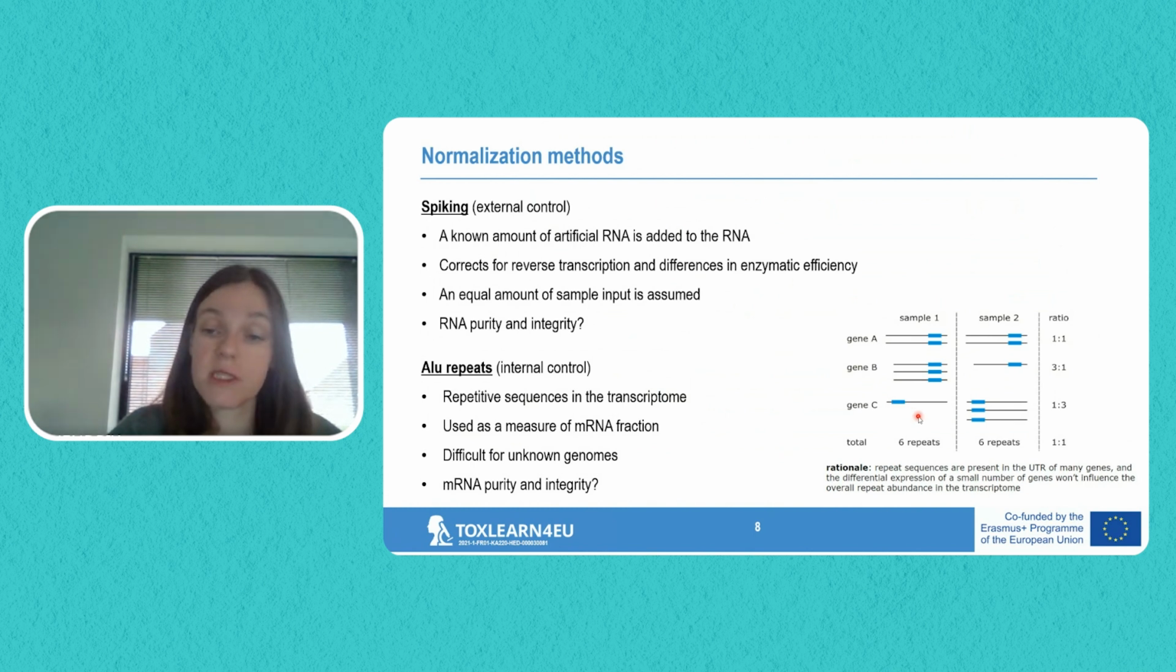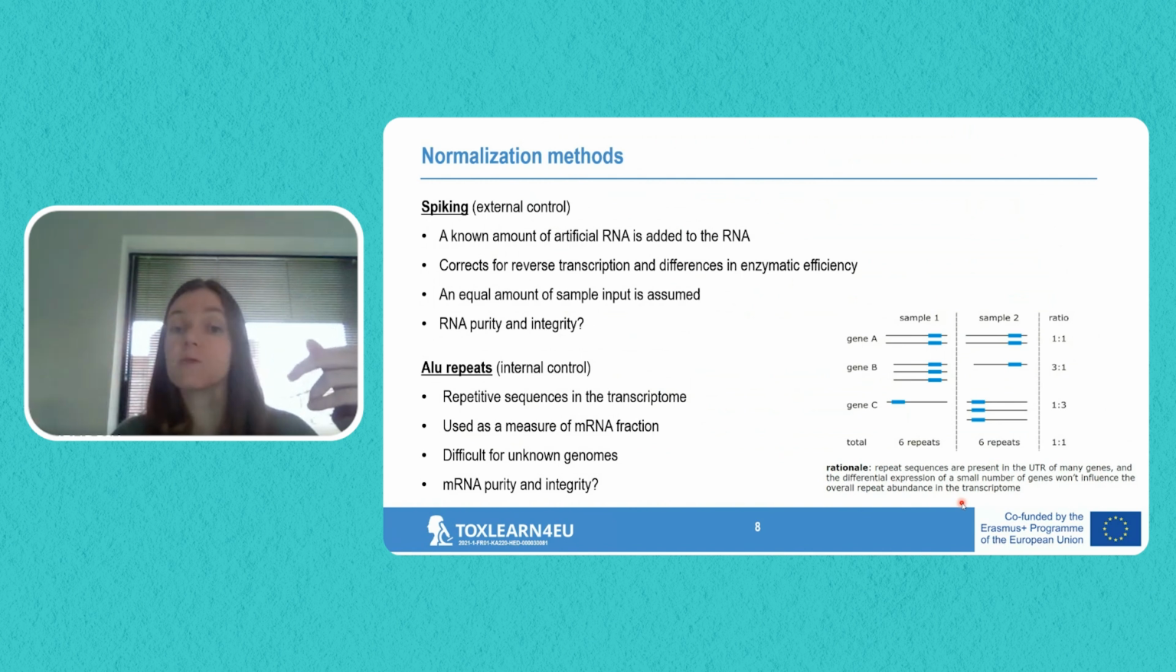For gene C, the situation is the opposite. However, the total number of repeats between sample 1 and sample 2 is the same. So both in this simplified example have 6 repeats. So overall, this means that differential expression of a small number of genes will not influence the overall repeat abundance in the transcriptome. So this means that even though some genes are more highly expressed in one sample compared to the other, there are probably other genes that show the opposite pattern. And this will level each other out.